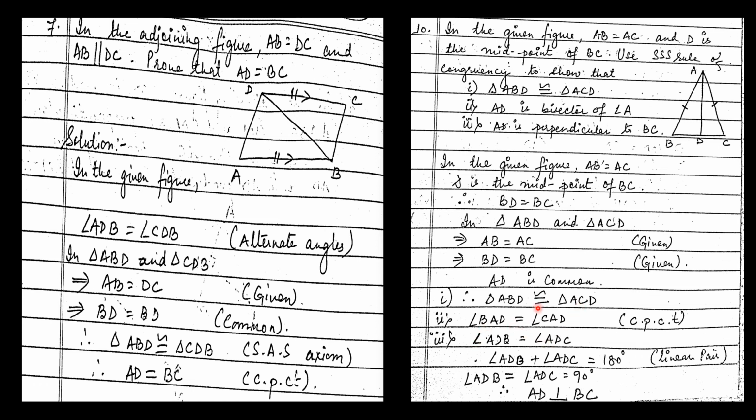And angle BAD is equal to angle CAD because they are corresponding parts of the congruent triangles. Now, angle ADB and angle ADC are a linear pair. So the sum of these two angles should be equal to 180 degrees. Now, both angles are equal, because they are parts of congruent triangles. So obviously these angles should be equal, and therefore we can mention that the angles are 90 degrees. So AD will be perpendicular to the side BC here.